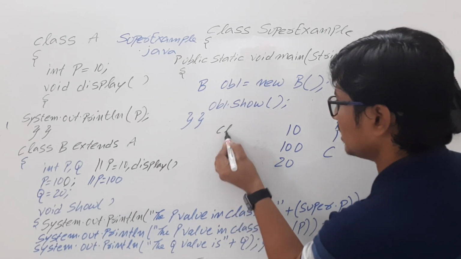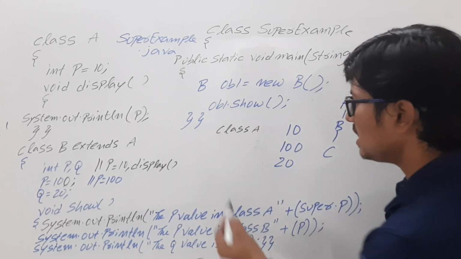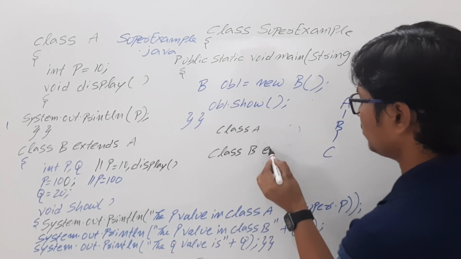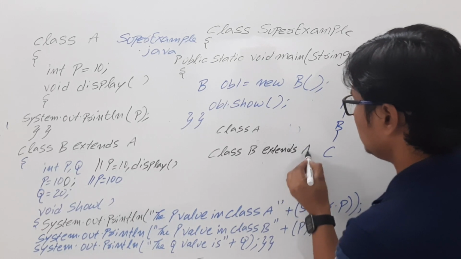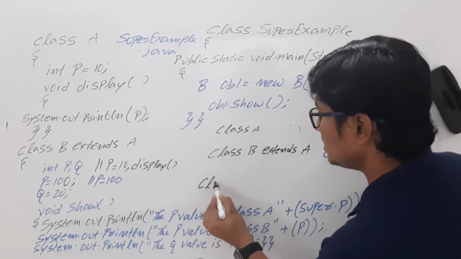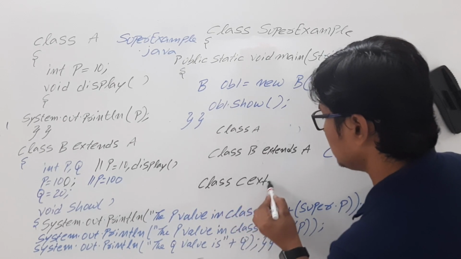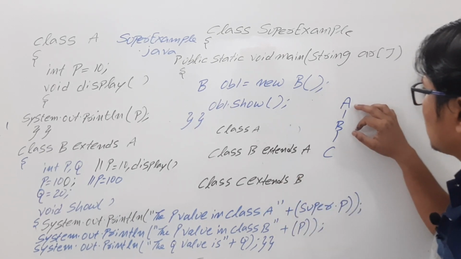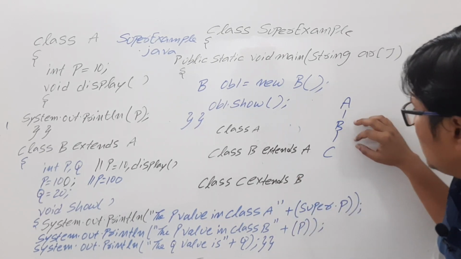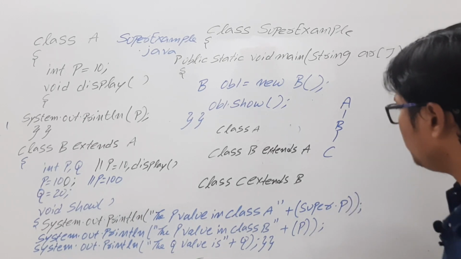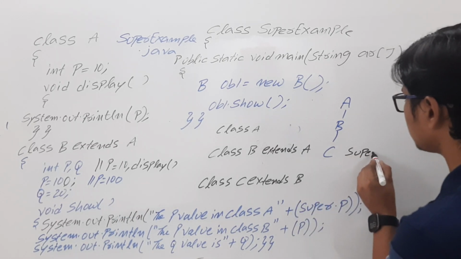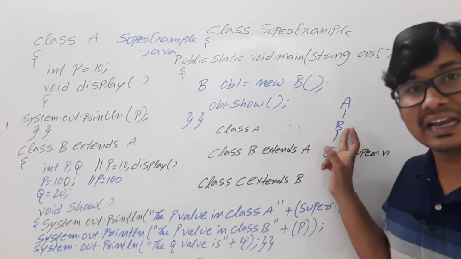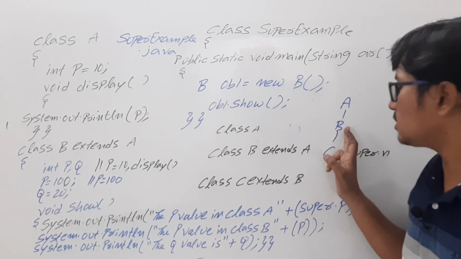So you have a class A that has some properties. Class B is extending A with the help of the keyword called extends. Then class C is inheriting the class B, using the keyword extends. So class A is the parent class for class B. Class B is the parent class for class C. Now if I write super dot some variable name, then it will look at its own parent class. Remember one thing, it will look at its own parent class.